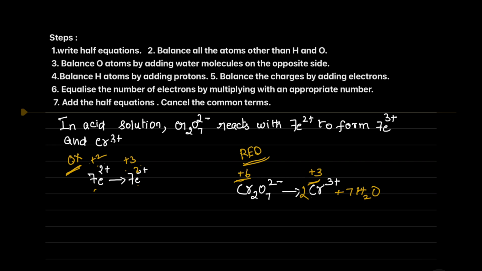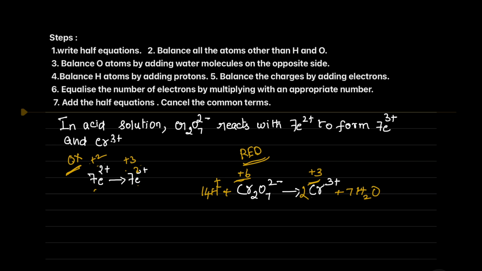The next problem is, what about hydrogen? Rule number 4 says balance hydrogen atoms by adding protons. All of you know that protons means H+ ion. In the second half equation there are 7 H2O on the right side of the equation. Therefore, to balance hydrogen, we have to include 14 H+ on the left side of the equation. Now hydrogen and oxygen are also balanced.